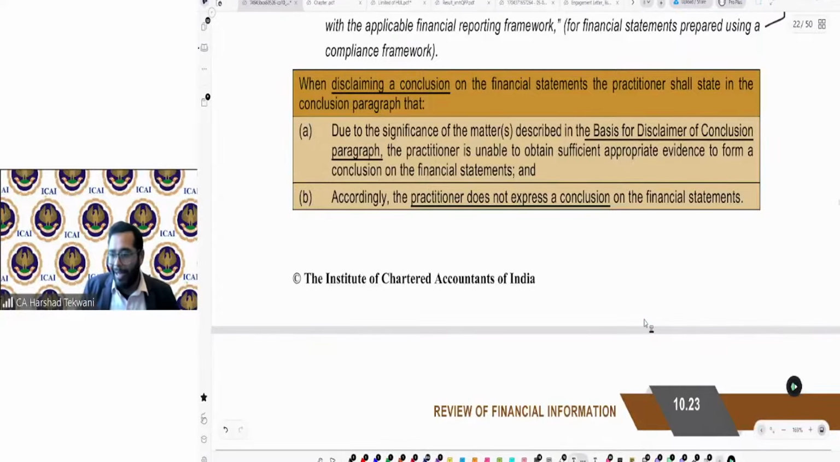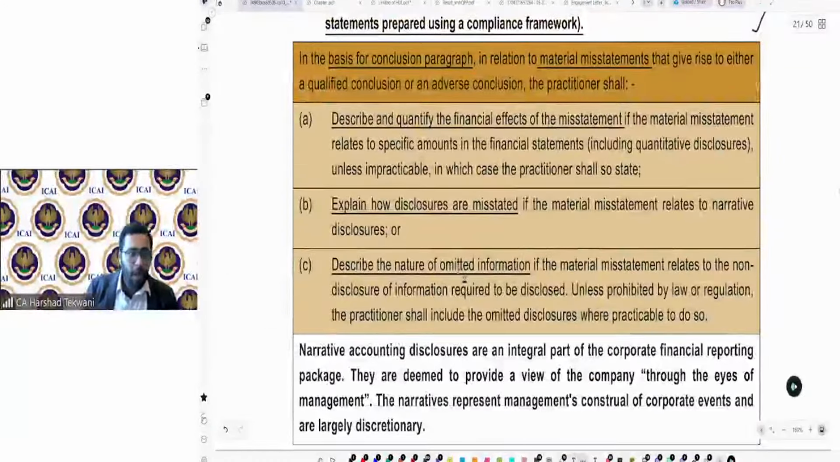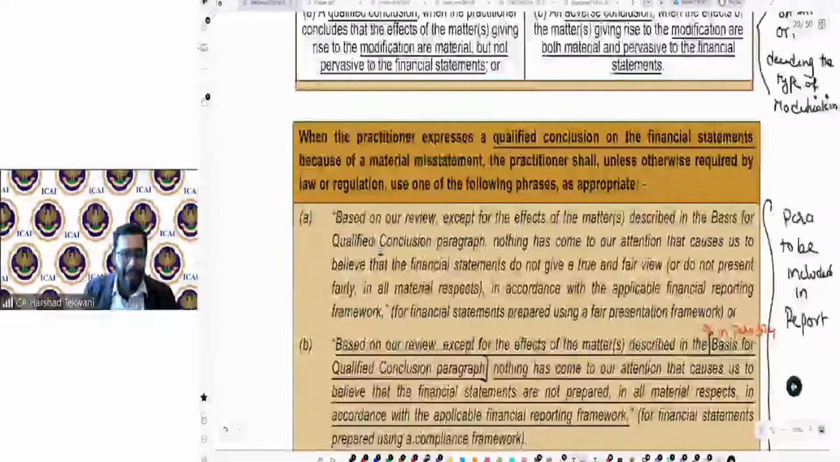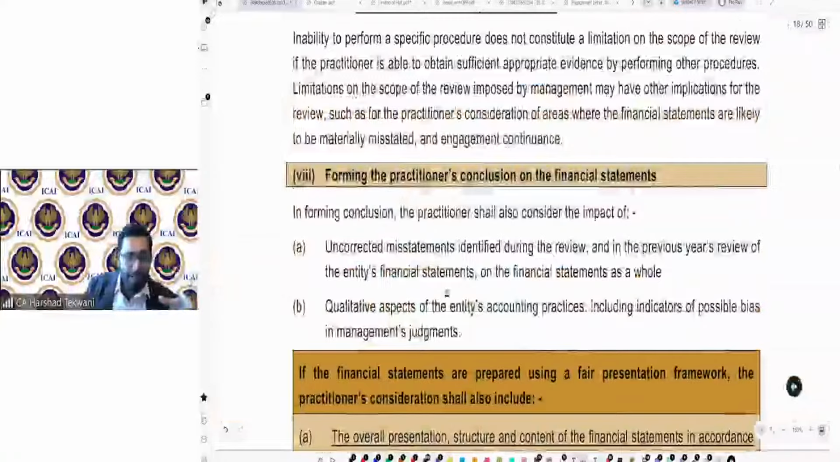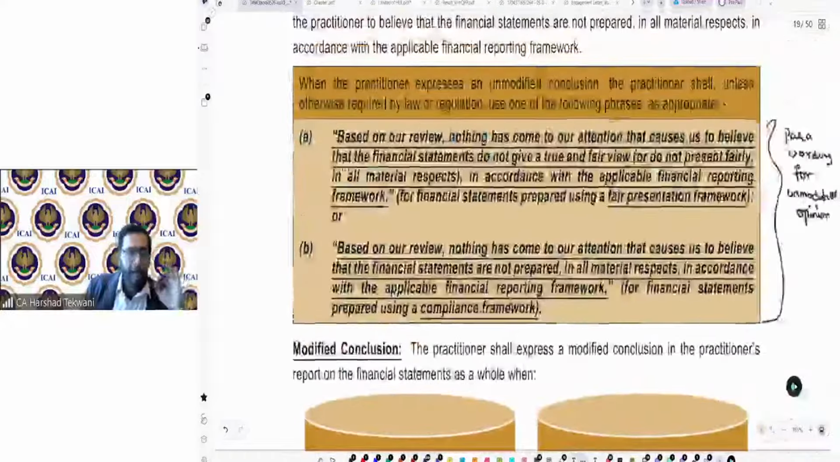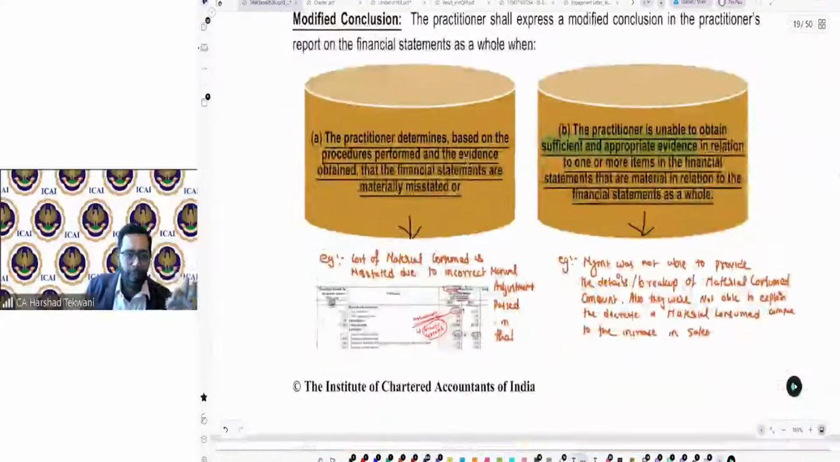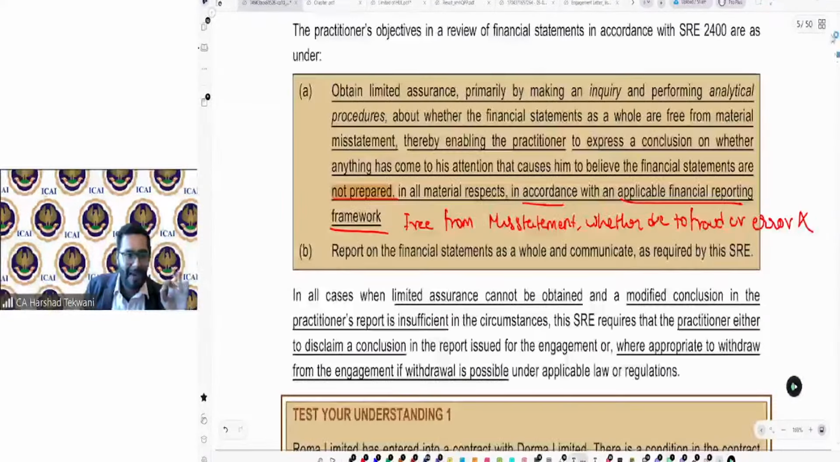One more thing I want to highlight over here. Till now, I have not purposefully highlighted that. See, wherever we are talking about opinion, we are using the term conclusion, not the opinion. You see, everywhere we are using the term conclusion, not the opinion. And I'll go to the top, when we started SRE.